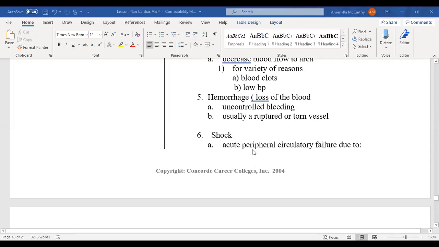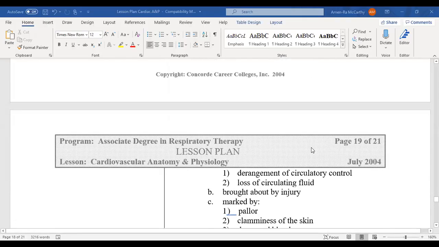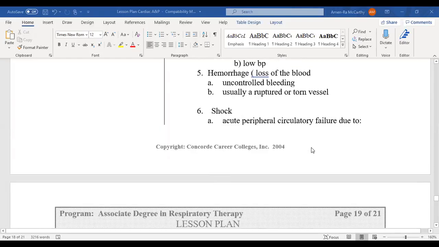Then you can go into shock. Shock is acute peripheral circulatory failure. Means you're not circulating any blood due to the derangement of circulatory control or loss of circulatory fluid. Shock is acute, which means sudden, not chronic. A chronic is a long-term thing. Acute is something that happened just now. Acute peripheral circulation failure means you stop circulating. Your blood is no longer circulating through the body because of a massive hemorrhage, right?